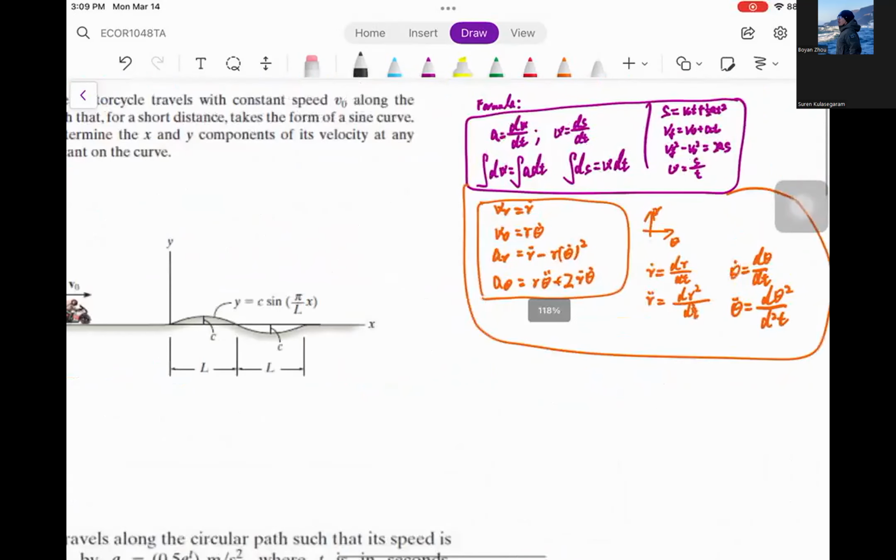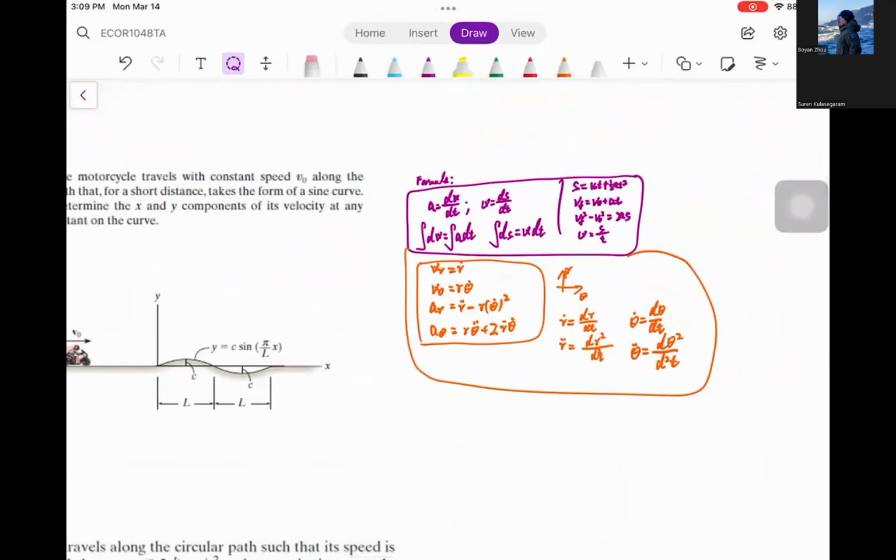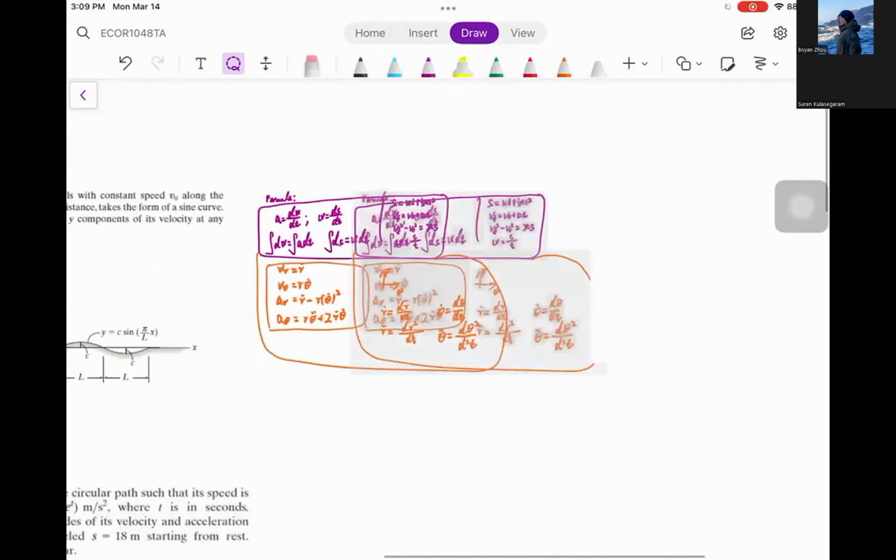Okay, so let's go to the second one. Need to move this one to the right.